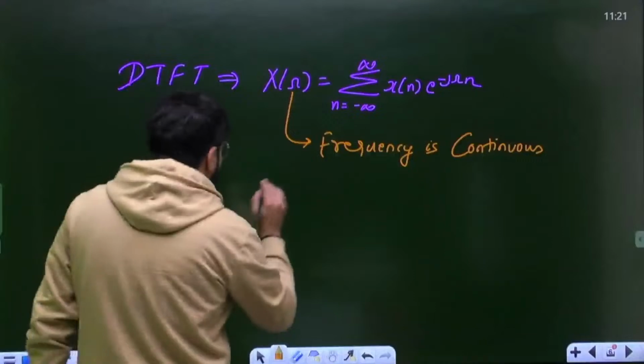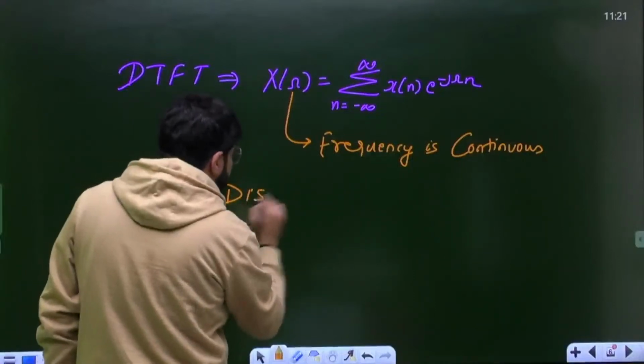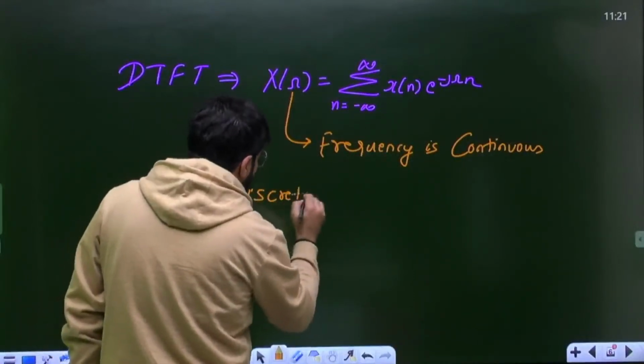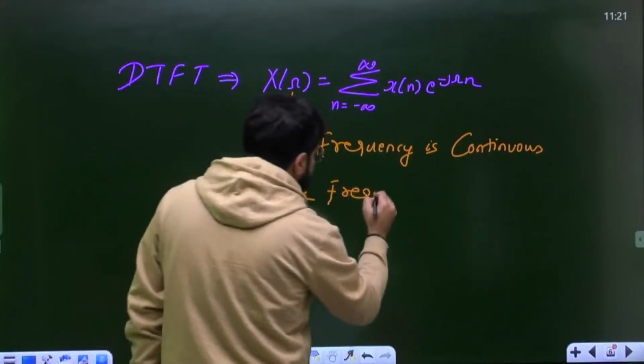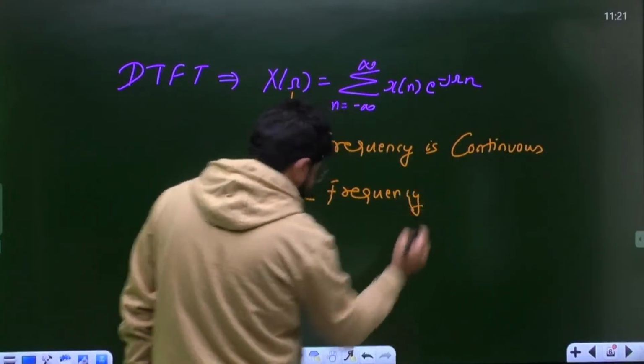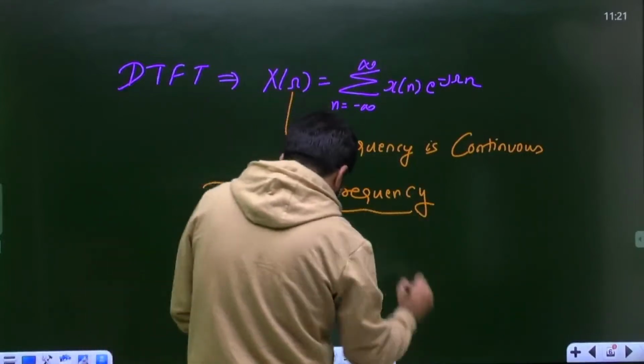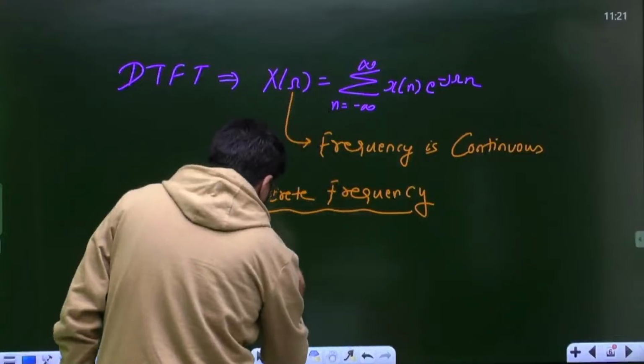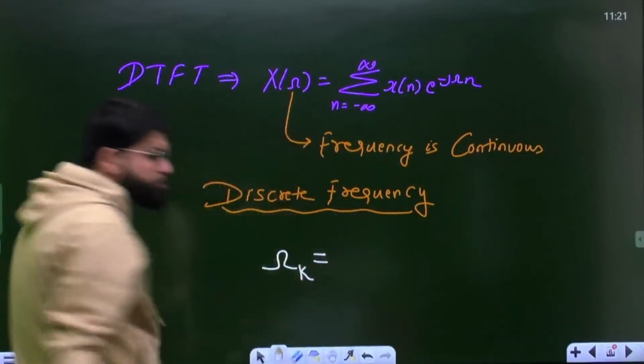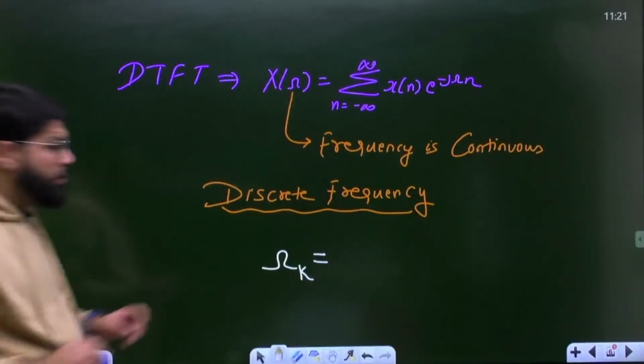So what is the concept of discrete frequency? Because this is continuous in nature, how do I discretize the frequency? What is the concept of discrete frequency? So I will define the discrete frequency here. Let's say the discrete frequency is omega k.